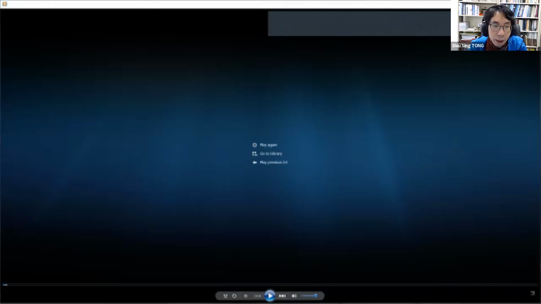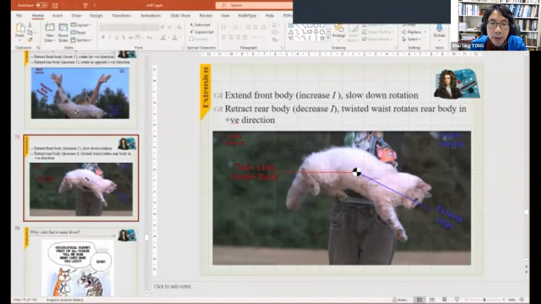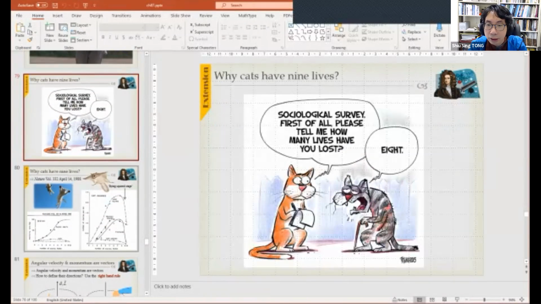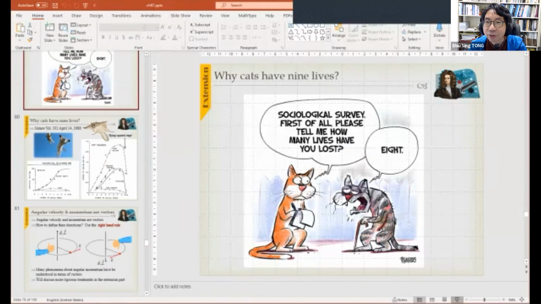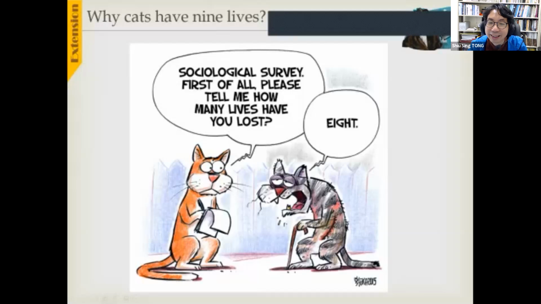Now, we also have another example. This is a joke, okay? The cat can fall from a great height. This cat asked the old cat, how many lives have you lost? He said he lost 8 lives. There's a legend that says cats have 9 lives because cats can fall from great heights without getting injured. So that's why people say cats have 9 lives.